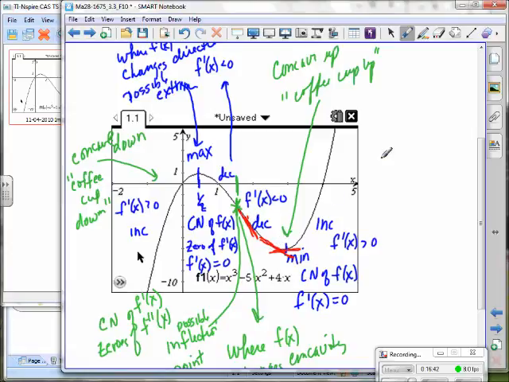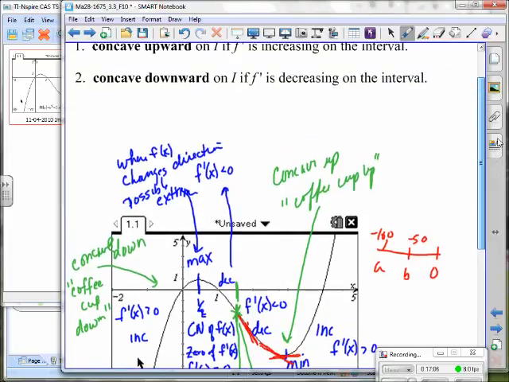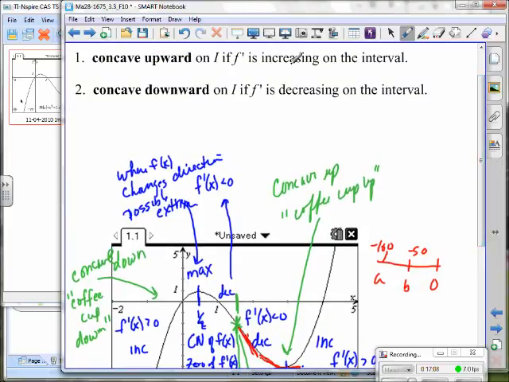Second one. Because on a number line, if this is 0, this value is less than this value, but this could be -100, and this could be -50. Which one is greater? I said it wrong, didn't I? Let's try that again. Which one's greater? -50 is greater. So what this is saying is that the first derivative is increasing on the interval.